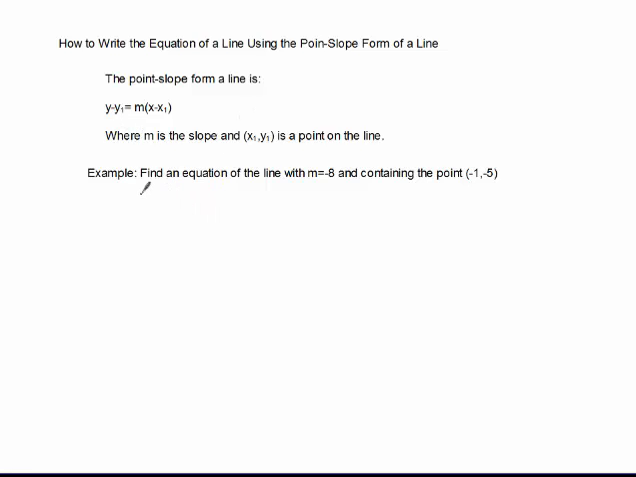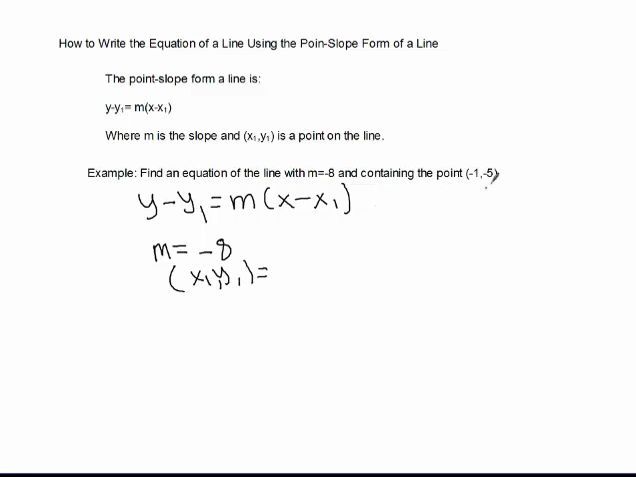And so let me write the form here: y minus y sub 1 is equal to my slope times x minus x sub 1. So all I really want to have is, what is the slope? So I can plug it in there, and I can see from the information that it's -8. And then I need a point on the line. It could be any point. In this case, the point that I have is this one, -1 comma -5.